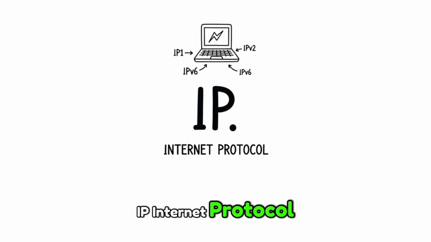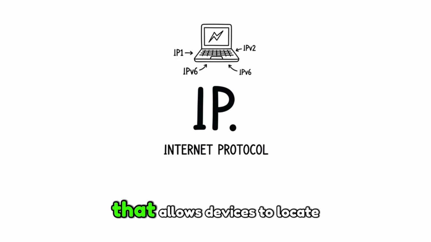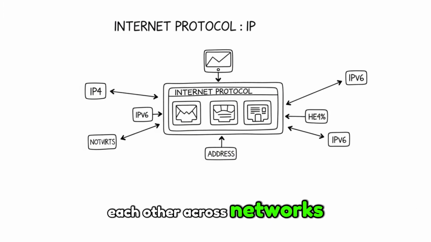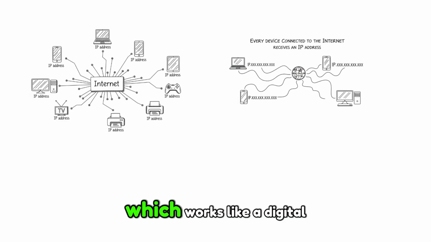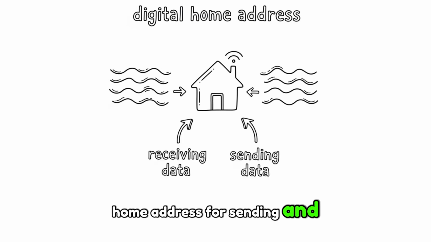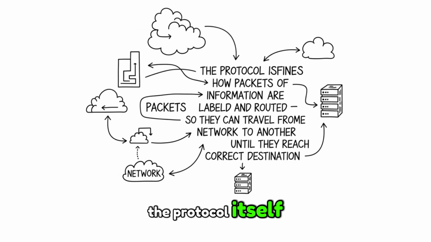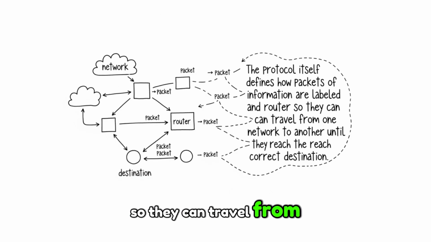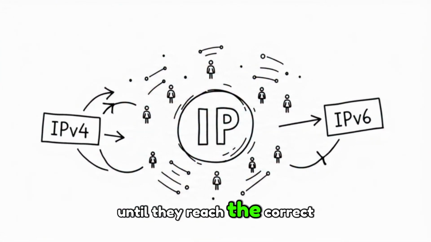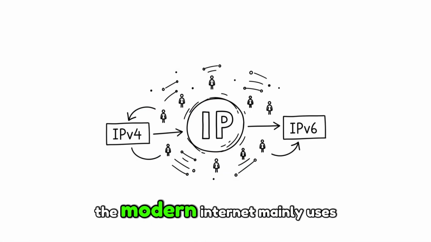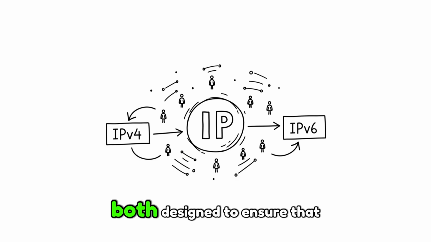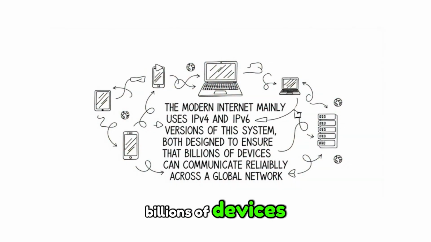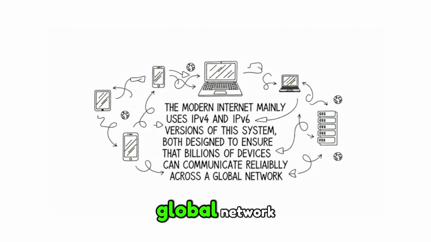IP, Internet Protocol, is the core addressing system that allows devices to locate each other across networks. Every device connected to the Internet receives an IP address, which works like a digital home address for sending and receiving data. The protocol itself defines how packets of information are labeled and routed so they can travel from one network to another until they reach the correct destination. The modern Internet mainly uses IPv4 and IPv6 versions of this system, both designed to ensure that billions of devices can communicate reliably across a global network.